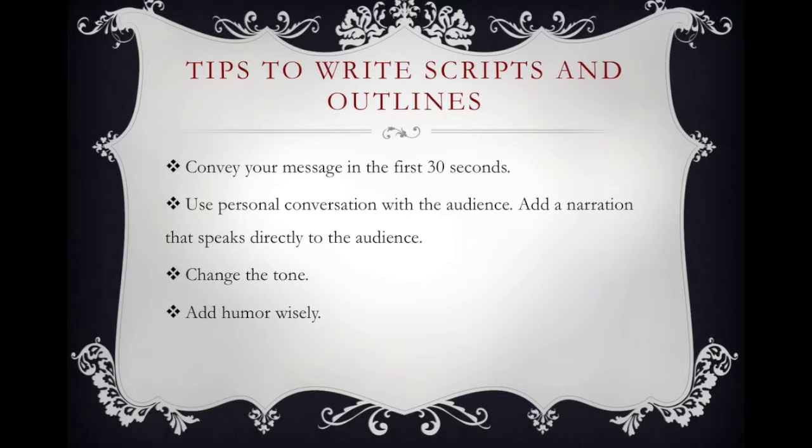The second tip is to use personal conversation with the audience. That means that you can speak directly to your audience by using words such as you. For example, you can say, "Now it's your turn to do this and that." Also, tell them what they need to know and don't take a long time explaining something they already know. This is why it's important to know your audience and their backgrounds so you don't talk about something they already know for a long time and invest that time to talk about something new.